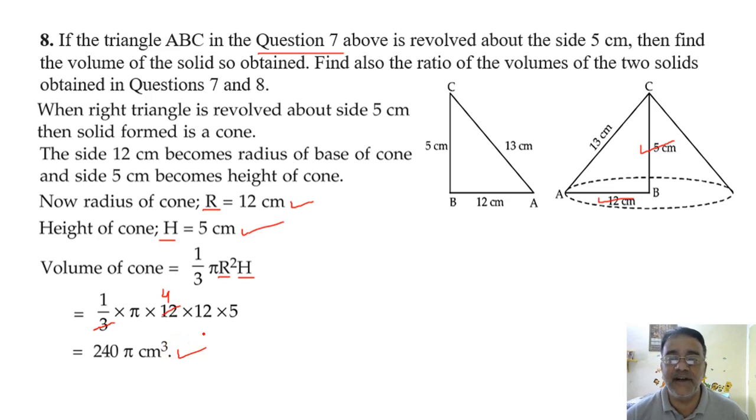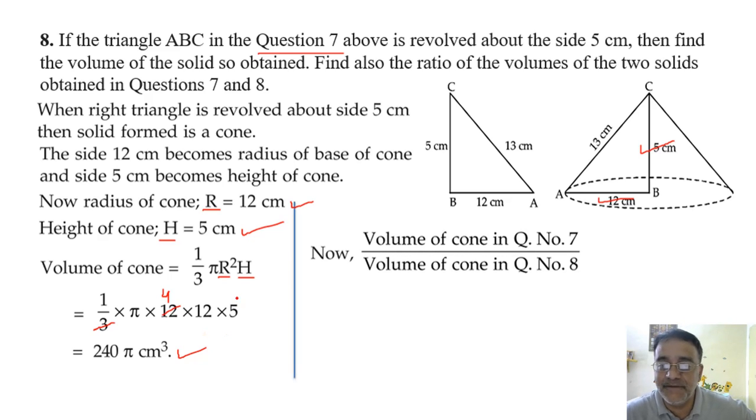Now what do we have to find? Next part. Ratio between them. Right. Ratio of the volumes of the two solids obtained in question number 7 and question number 8. So now the volume of the cone in question number 7 is 100 pi and in question number 8 is 240 pi. So here pi cancels and the zero can also be cancelled. And what is the final answer?